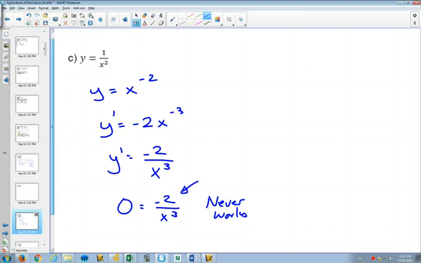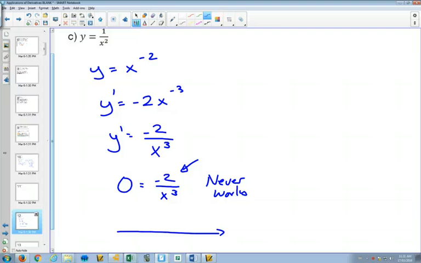So when we go to do our sign diagram, we included all of our stationary points where it was equal to 0, but there are none. The other thing it said to include was all points where you have non-permissible values. Do we have any non-permissible values in our original graph? Yes. Right? X can't equal 0. So we will put 0, because it's a non-permissible value, on our sign diagram.